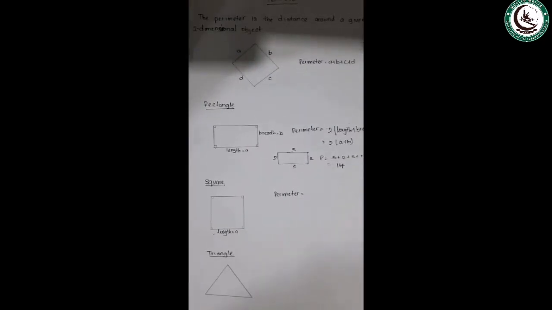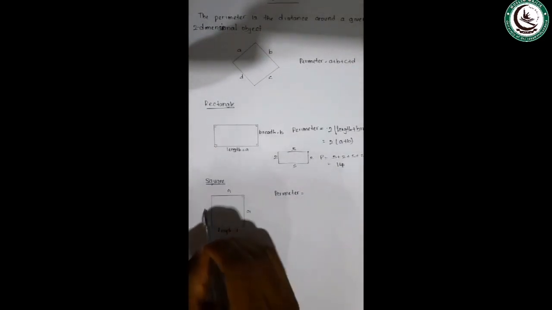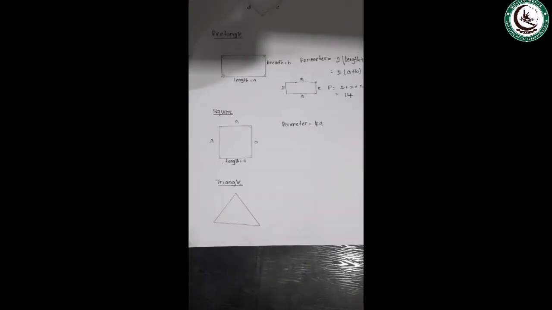Next, the perimeter of a square. In a square, all sides are equal. So if this is A, this would be A, this would be A, and this would be A. So the perimeter would be A plus A plus A plus A, that is equal to 4A. So that is the perimeter of a square.